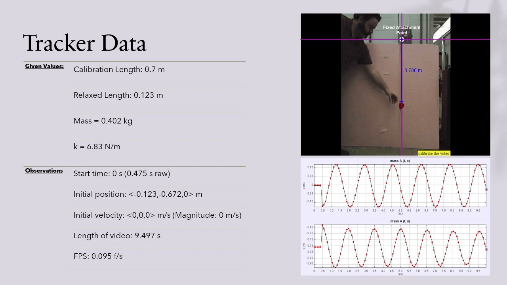As for my observations from this data, my start time was 0 seconds, so 0.47 seconds raw but then adjusted. My initial position was negative 0.123, negative 0.6720 meters in the XYZ axes. My initial velocity was 0 in all axes, and the length of my video was 9.497 seconds, which rounded up gives about 0.095 frames per second.